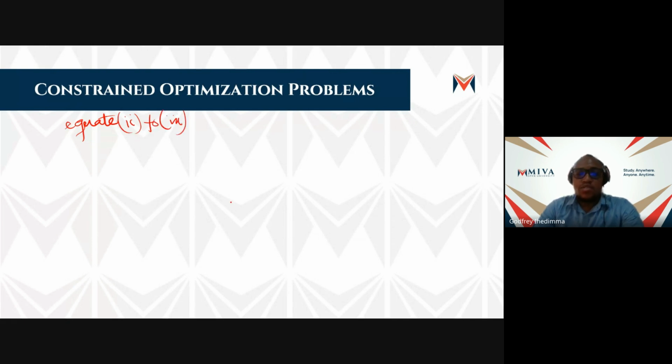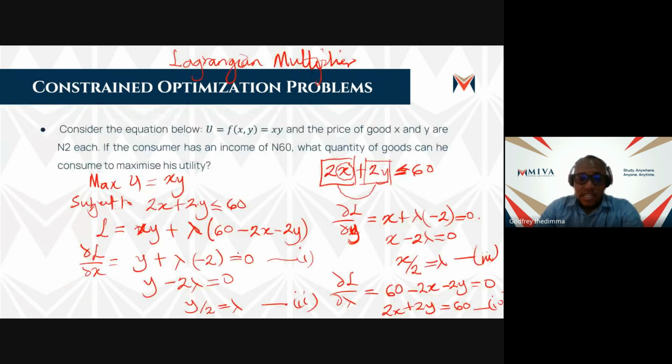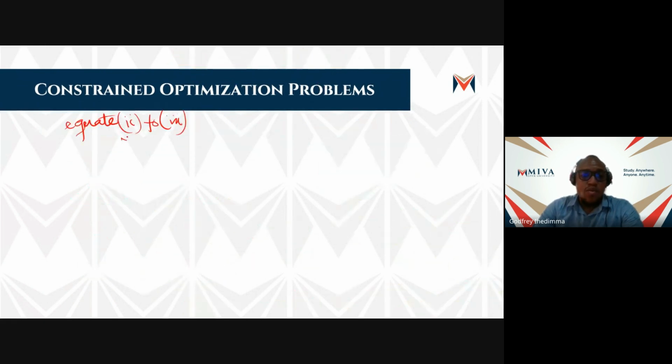So what is equation 2? Equation 2 says y over 2 equals lambda. So y over 2 equals x over 2. If we multiply both sides by 2, you have that y is equal to x. Are we together? Y equals x from what we have here. Now that we have that y is equal to x, have we actually solved for y? No. Have we solved for x? No. So what we have arrived at is that one variable that we don't know the answer to is equal to another variable that we don't know the answer to.